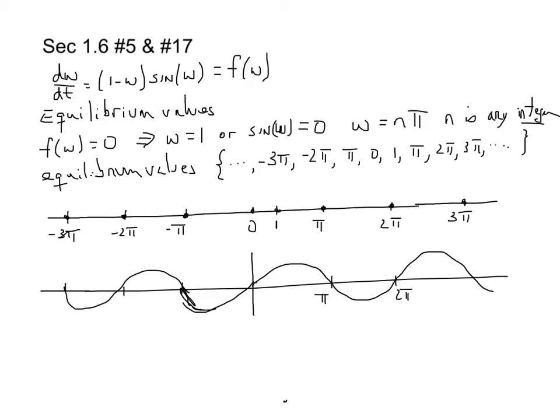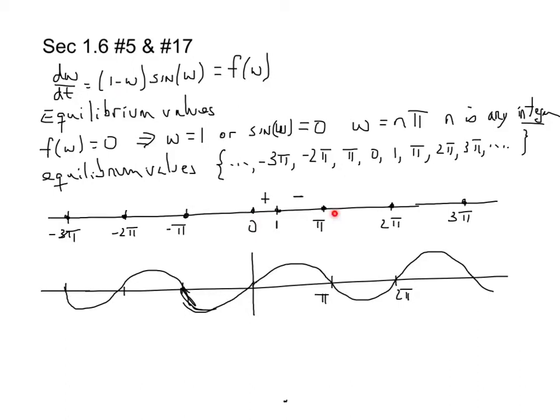Okay. So between 0 and 1, my sine function is positive, and 1 minus w, w is less than 1, is positive, and so positive times positive lets me say it's positive through here. Between 1 and pi, my sine function is still positive, but when I'm bigger than 1, 1 minus w is negative. So I have a negative times a positive, and that's going to be negative.